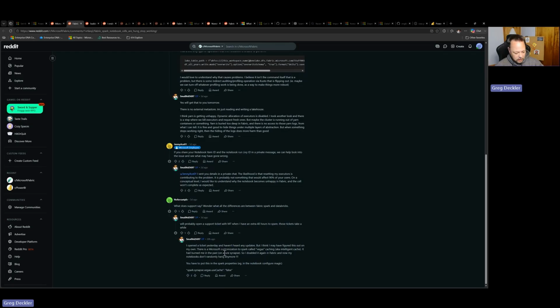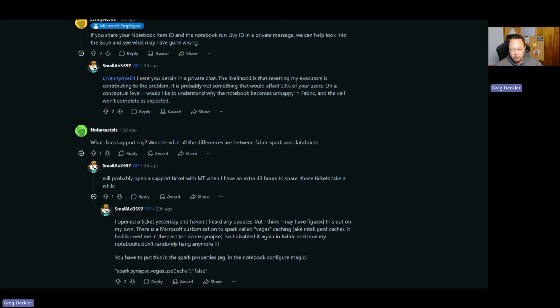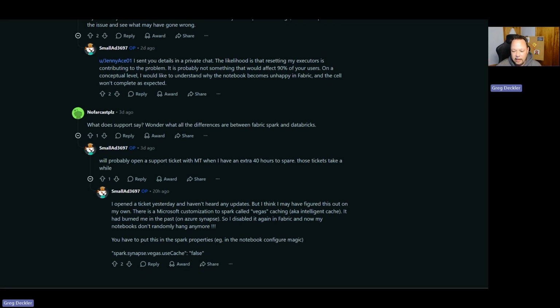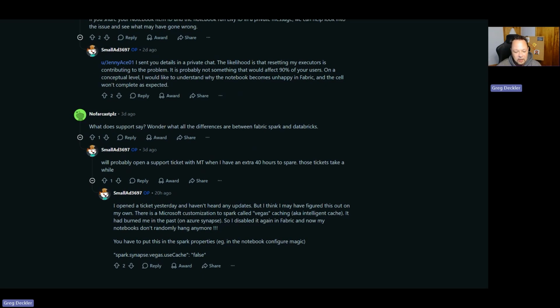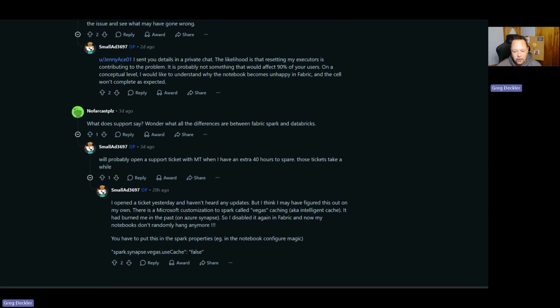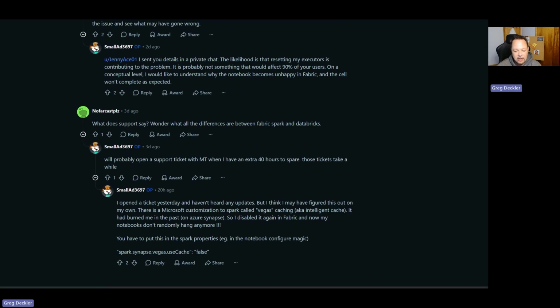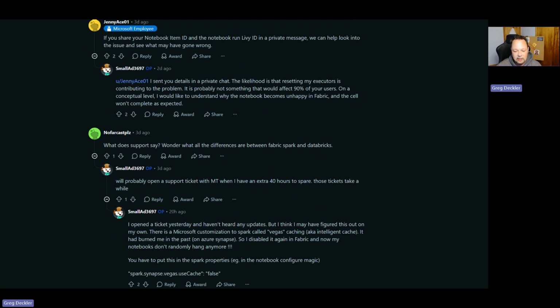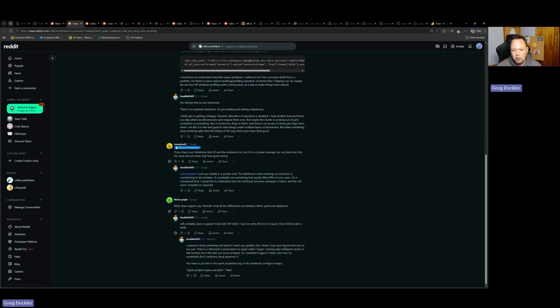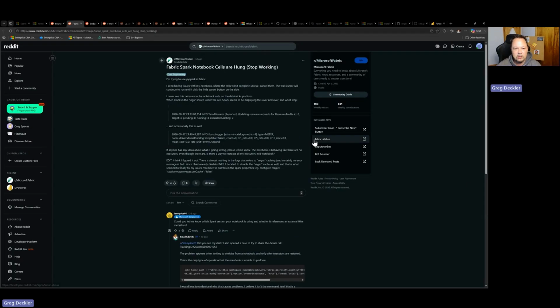This is a Microsoft customization to Spark called Vegas caching, aka intelligent cache. It had burned me in the past on Azure Synapse, so I disabled it again on Fabric, and now my notebooks don't randomly hang anymore. You have to put this in the Spark properties in the notebook configure magic: spark.synapse.vegas.useCache false. So basically, Fabric has something enabled by default, which you have to specifically disable, that causes your notebook cells to hang.